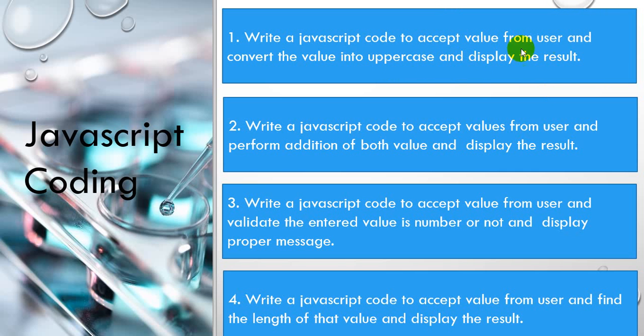Now when you read this question, two things or two functions will blink in your mind. First, you have to accept a value, means you have to use the prompt function. Then you have to convert it into uppercase. So JavaScript provides a toUpperCase function. You have to use one prompt function to accept the value and one uppercase function to convert that accepted value into uppercase. And the last thing, you have to display the result.